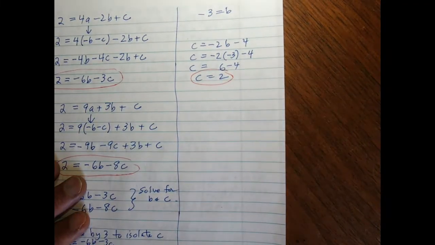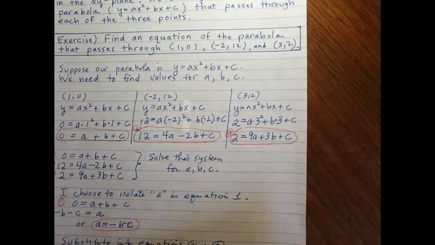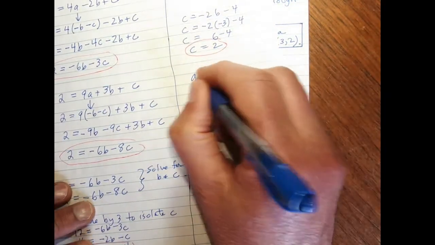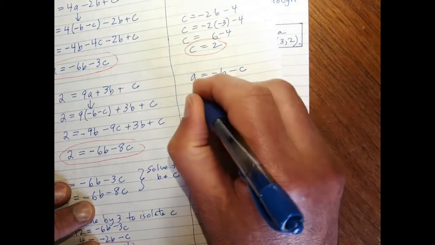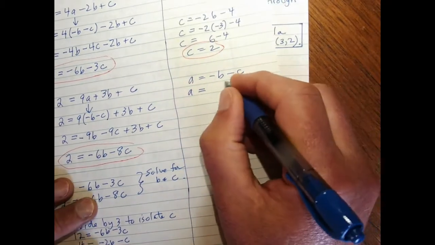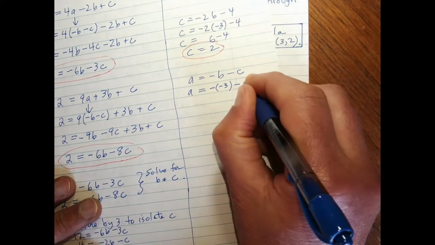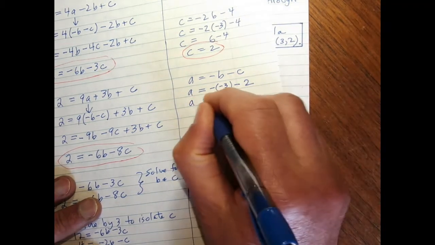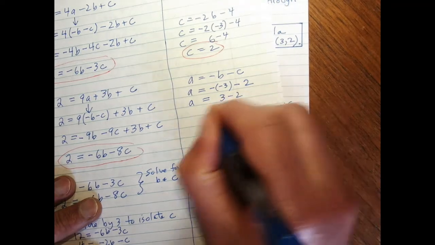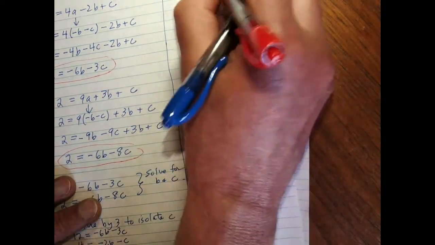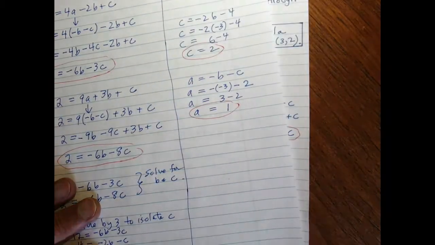And I got to find a. And I'm going to go back, I think it was actually on the first page. Remember, a was minus b minus c. So I can plug in both the b and the c value here. So I get minus negative 3 minus c, which is 2. So a is going to be 3 minus 2. a is equal to 1. So I got an a, b, and a c.